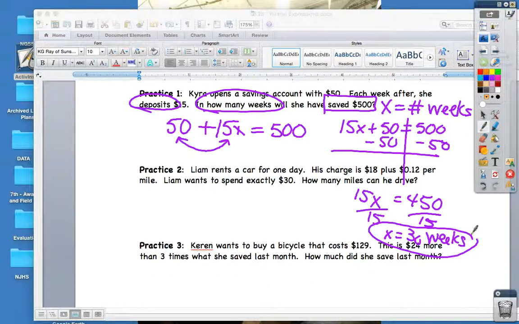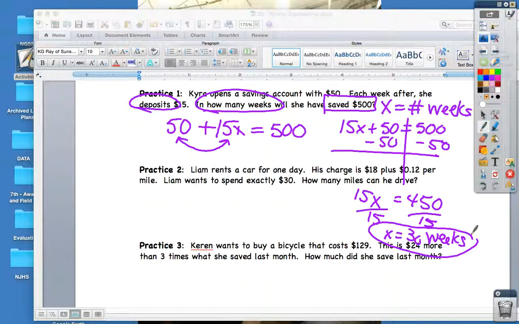So the three parts to the problem are this. Did you name something as your variable? What are you solving for? It's usually found in the question. Then you're going to write an equation that contains that variable and how things relate to the variable. And then you're going to solve it and give me a solution. So what does the variable stand for? What is your equation? And what is your solution? The three parts I'm looking for.